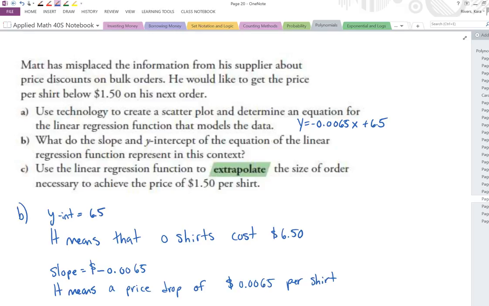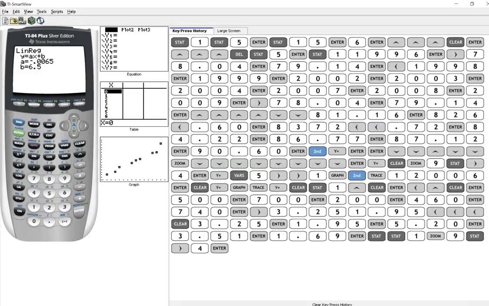For C, it says use linear regression function to extrapolate the size of the order necessary to achieve a price of $1.50 per shirt. Now they're saying extrapolate because we don't have that data, right? Matt misplaced this data, so we need to extrapolate and extend our data so that we can see that. Well, all we have so far is our equation. So let's go back to our graphing calculator and draw in this line.